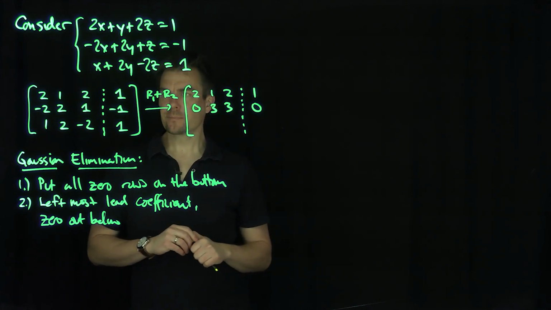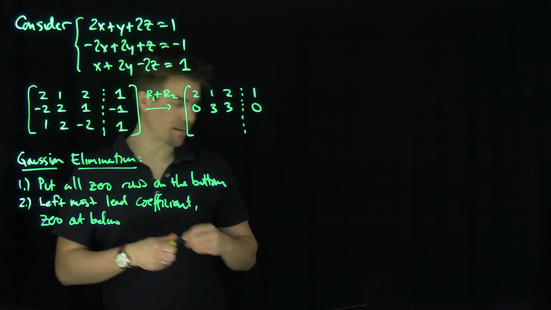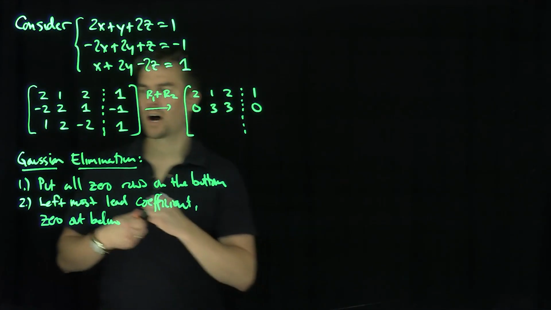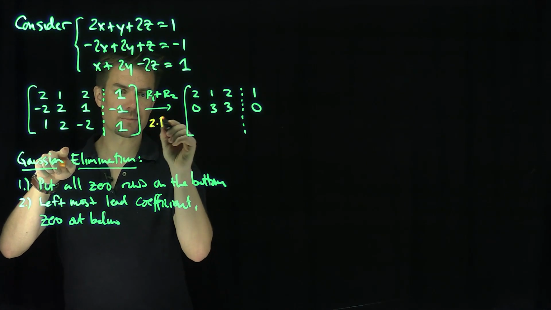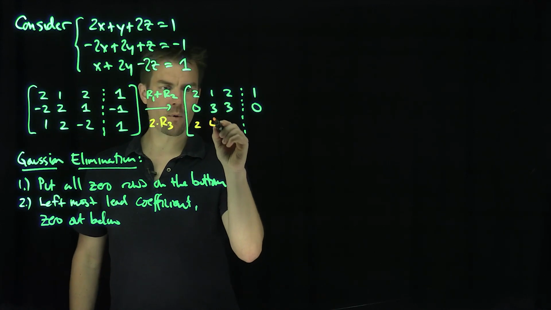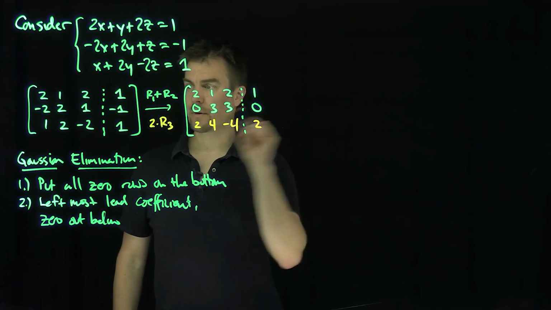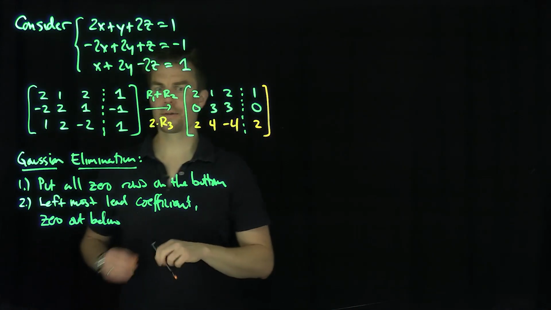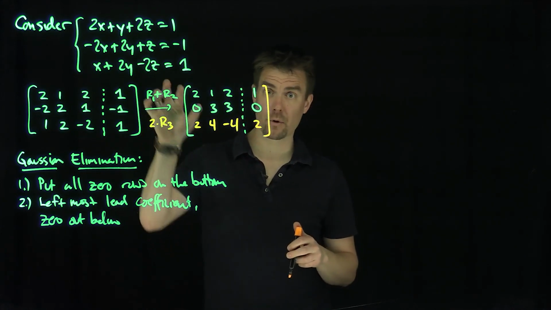And then what I can do now is simultaneously do another operation, to save myself some space over here. I'm going to replace the third row by 2 times the third row. So 2 times the third row will give me a 2, then a 4, then a negative 4, and then a 2 over here, right? So you just replace the third row by 2 times the third row. So these are elementary row operations.